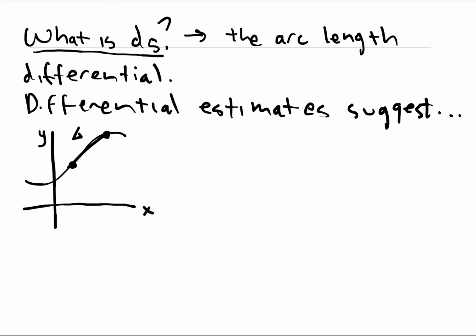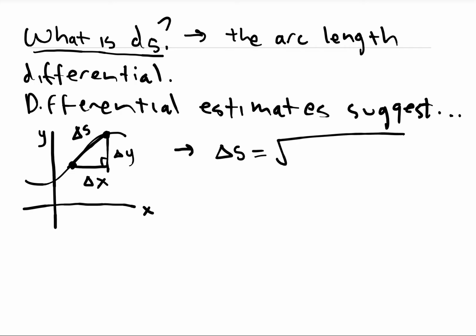If I try to come up with this little arc length between points here, well, I can estimate using a right triangle and some changes in y and change in x here. My approximation is going to be that my delta s looks like what happens if I take delta x squared, add it to delta y squared, and then square root the whole thing.